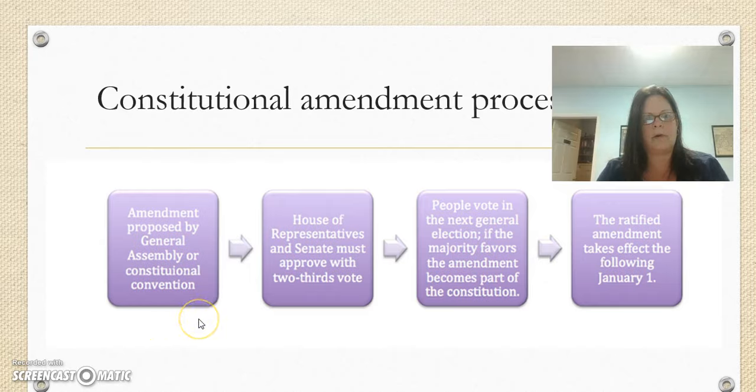It has to be proposed by the General Assembly or a constitutional convention, and then the House of Representatives and Senate must approve with a 2/3 vote. Then it's voted on by the people in the next general election, and if the majority favors the amendment, it becomes part of the Constitution. The ratified amendment takes effect the following January 1st.